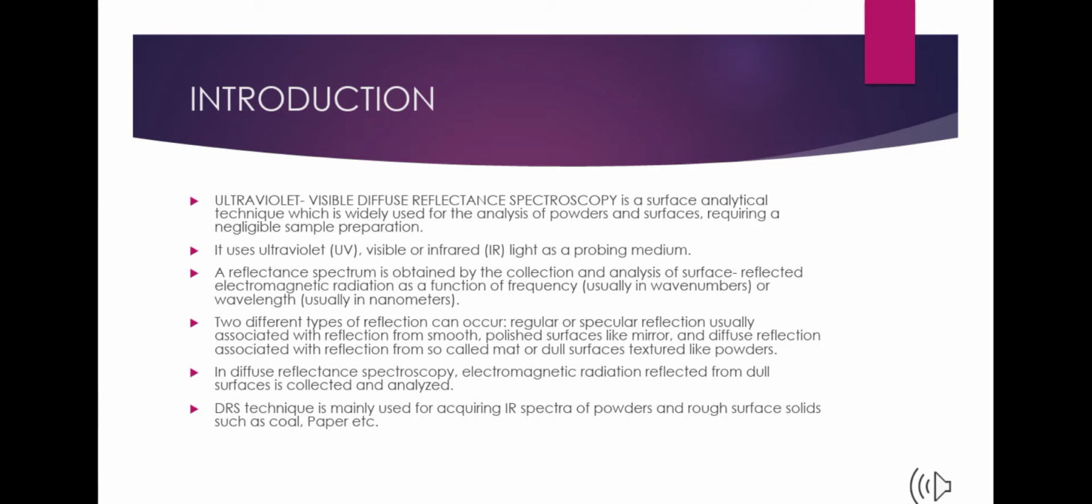Two different types of reflection can occur: regular or specular reflection, usually associated with reflection from smooth, polished surfaces like a mirror, and diffuse reflection, associated with reflection from so-called matte or dull surfaces or rough surface textures like powders.